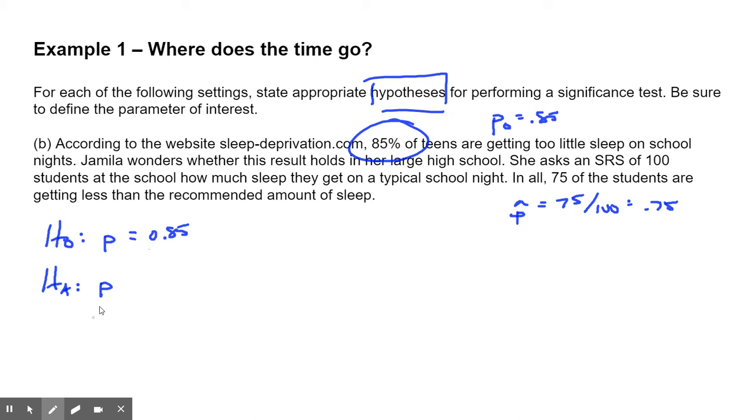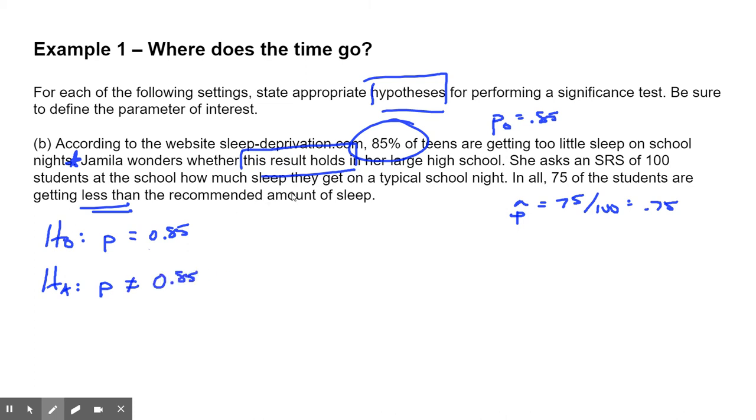Now, what about the alternative? Is it going to be a greater than, less than, or not equal to? Now, again, this talks about less than, right? You see this word less than, but this actually is not the correct words to look at. It's this sentence right here. Jamila wonders whether this result holds. Does this result hold in her large high school? That doesn't give you an inclination of greater than. It doesn't give you an inclination of less than. That is where the two-sided not equal to comes into play. This is a two-sided test.